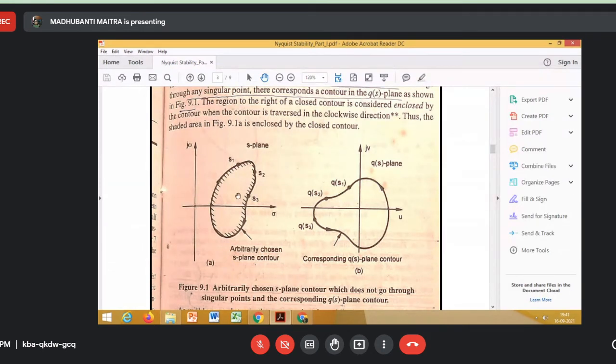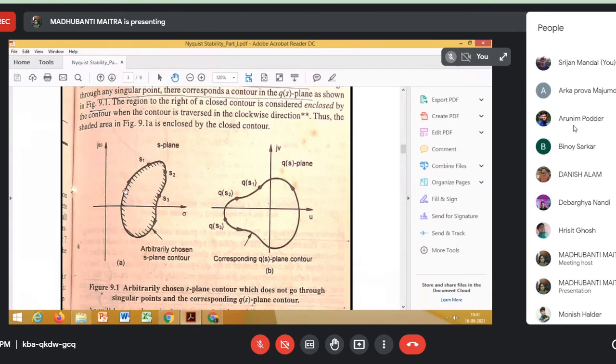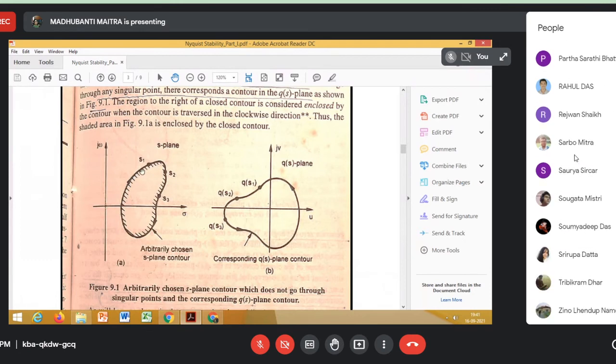That's fair. Okay. Now, if we start traversing the contour in the clockwise direction, look at this arrow direction. That means we are traversing along this contour in the clockwise direction. And in the process, if we mark the region lying to the right of this contour, this is my contour, I am moving in this particular direction, so this is the region lying to the right of this contour. Understood?